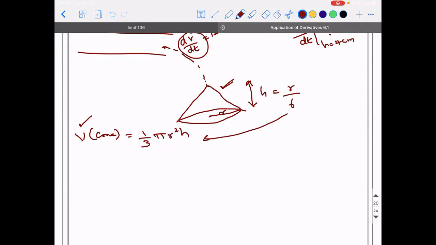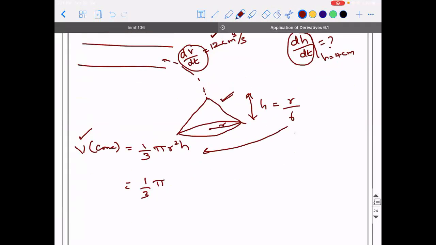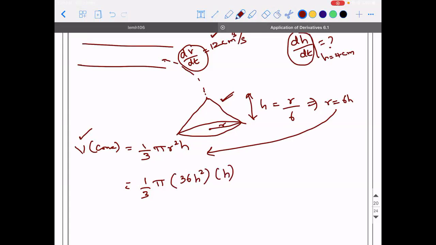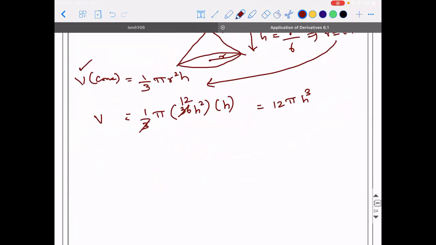If I take this and substitute it here, I will get 1/3 pi into, since they are asking dH by dt, it is advisable for me to write R in terms of H. Guys, you're able to understand how I'm thinking. So R in terms of H means it is 36H square into H. So what will I get? 12 pi H cube is the volume of the cone. So what is dV by dt? It is 36 pi into H square into dH by dt.